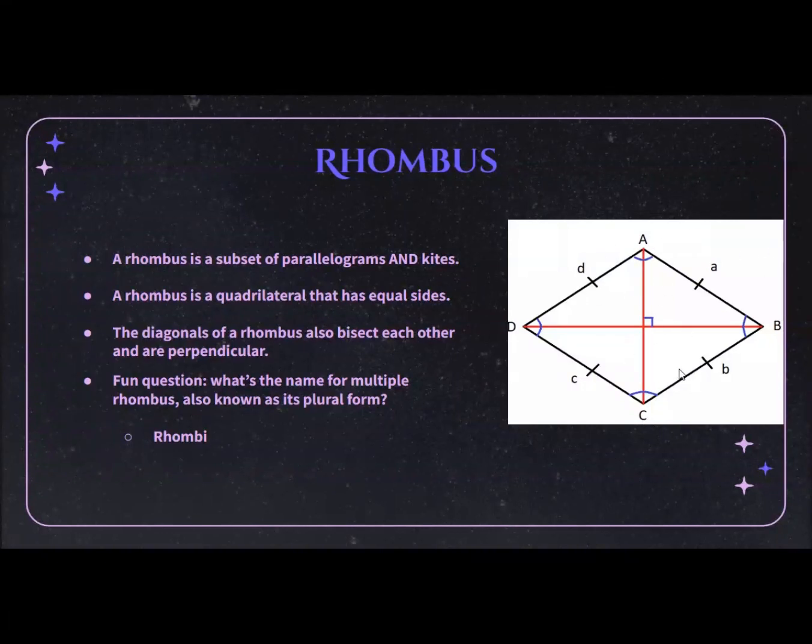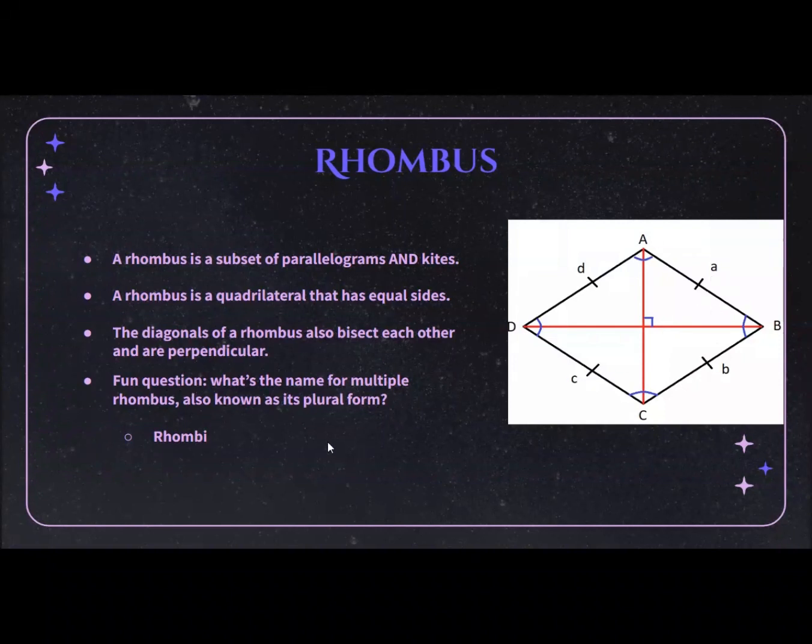Hint, Pythagorean theorem again. You can use the Pythagorean theorem especially for this because the diagonals bisect each other. So if I gave you that this is equal to 8 and this is equal to 6, you could find the length of all the sides, which is fine.